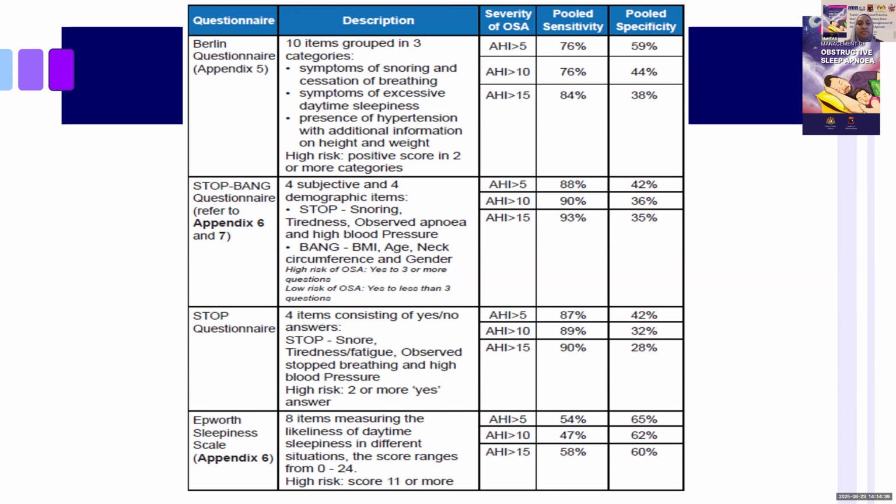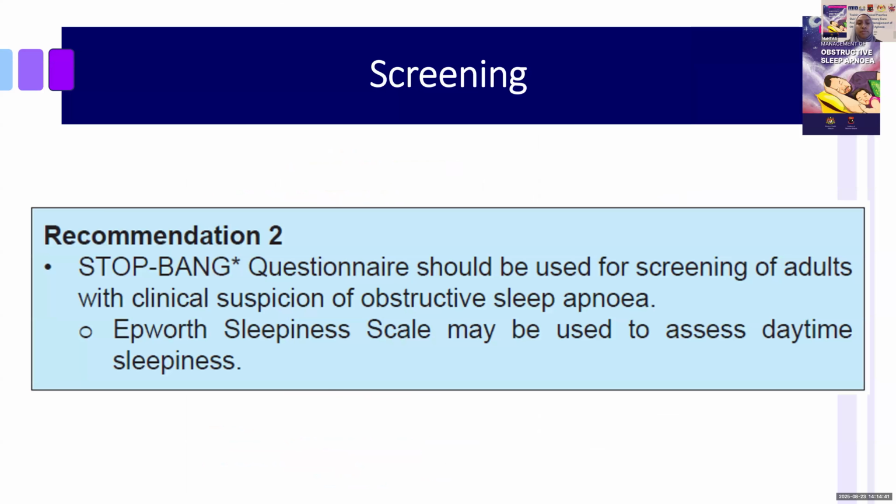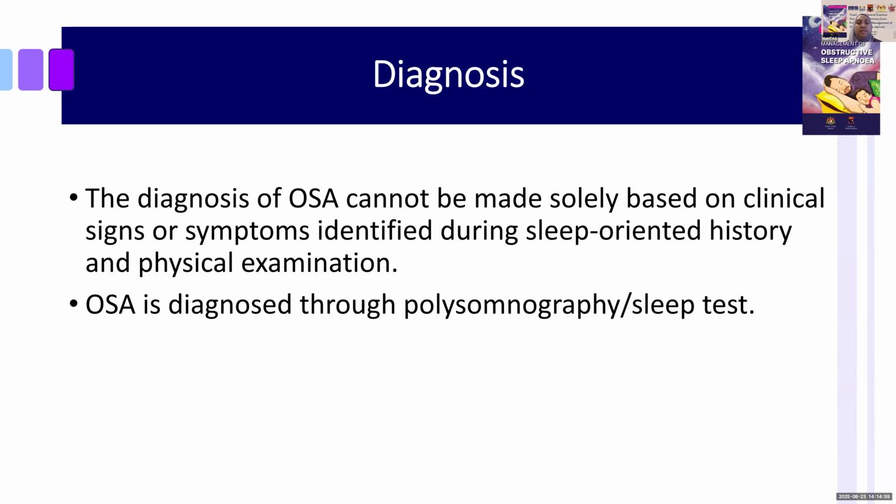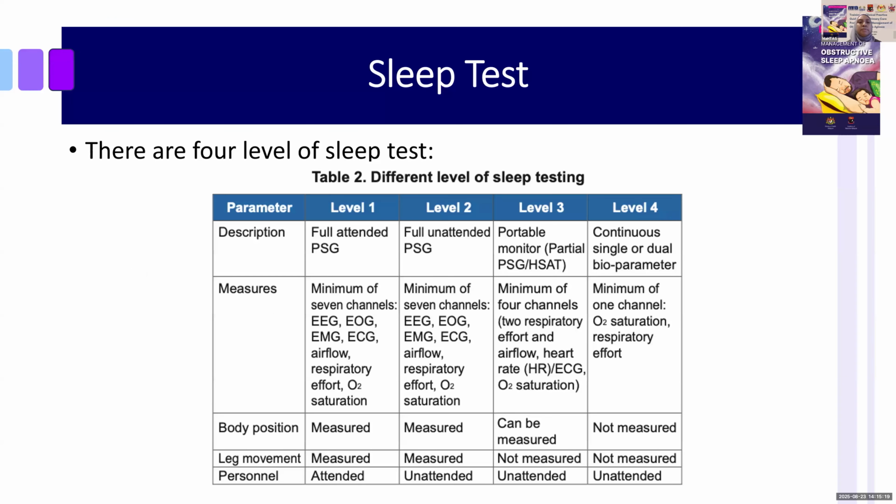So this CPG has recommended that the STOP-Bang questionnaire should be used for screening of adults with clinical suspicion of obstructive sleep apnea. Epworth Sleepiness Scale may be used to assess the daytime sleepiness. After screening the patients, the next step is to diagnose OSA. The diagnosis of OSA cannot be made solely based on clinical signs or symptoms identified during history taking and examination. After the screening tool has been carried out, OSA is diagnosed through polysomnography or sleep study test. There are different levels and different types of sleep tests.